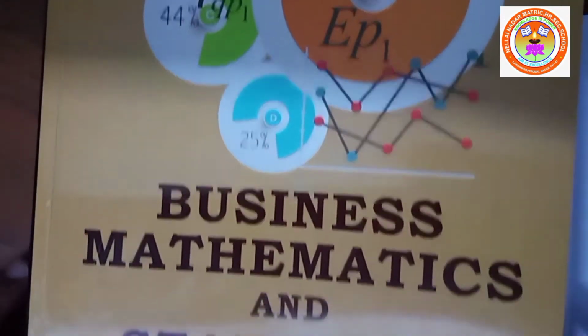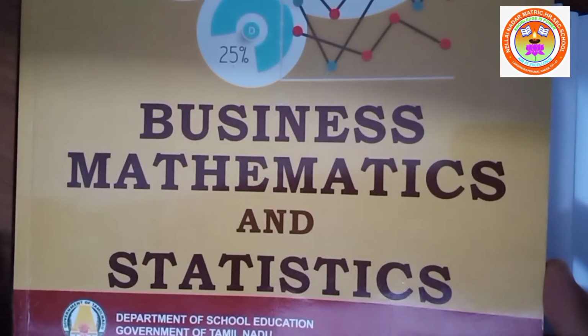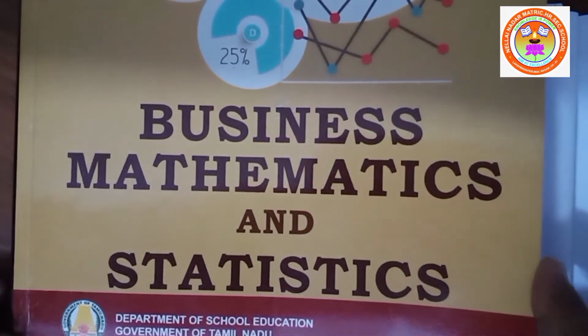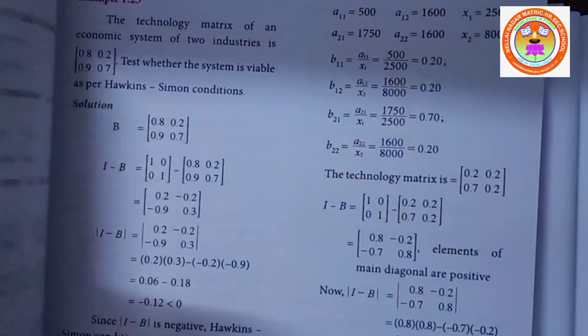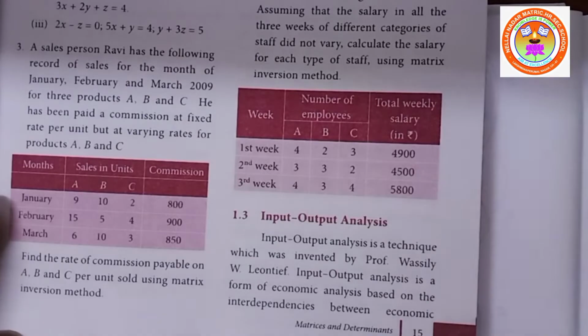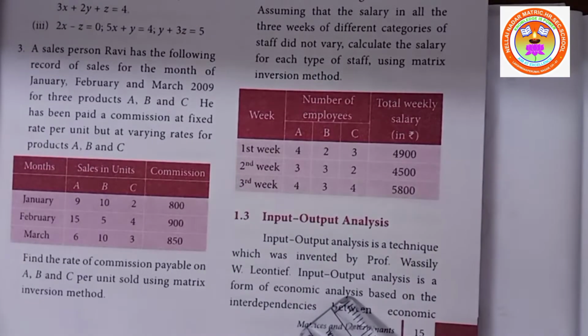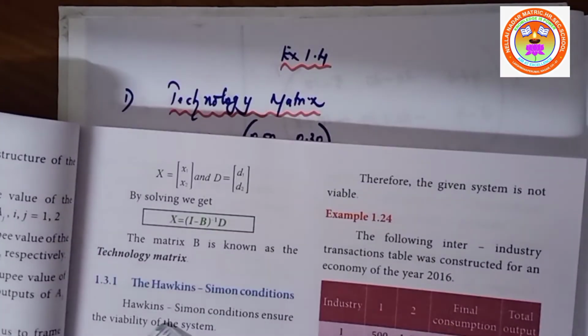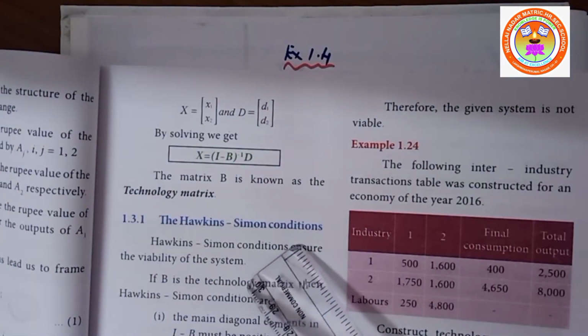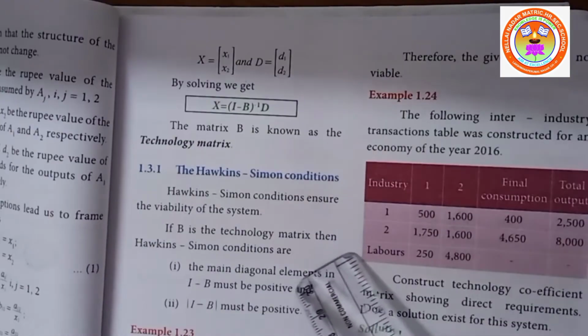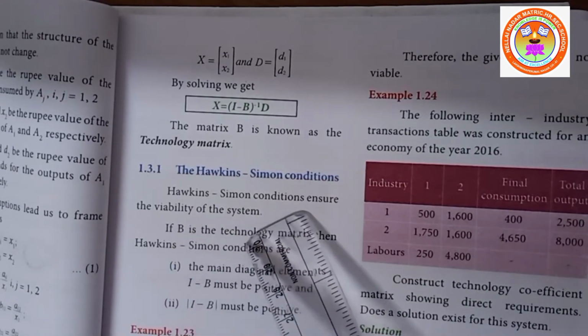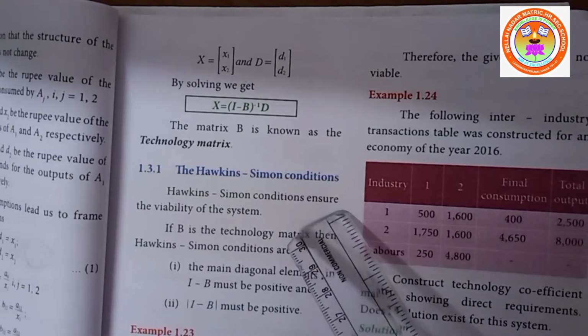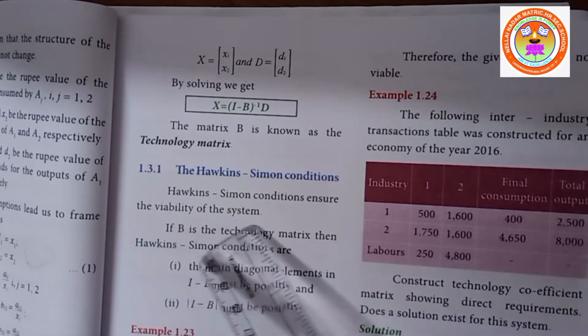11th standard business mathematics and statistics, chapter number 1, exercise 1.4. Here, input output analysis. In this section, we are going to discuss the Hawkins-Simon conditions. Hawkins-Simon conditions ensure the viability of the system.